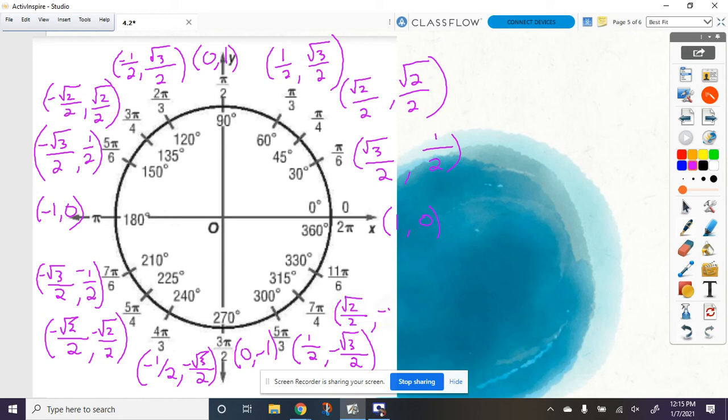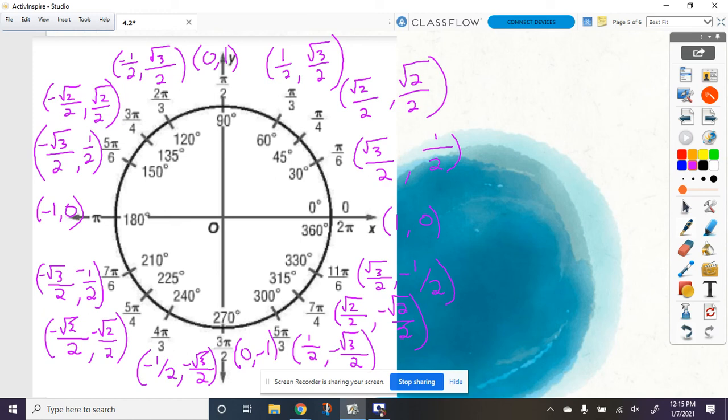comma, negative square root of 2 over 2. And then lastly, 11 pi over 6: square root of 3 over 2, negative 1/2. And we don't need to find 330 or 2 pi because it's going to be the same as our 0.